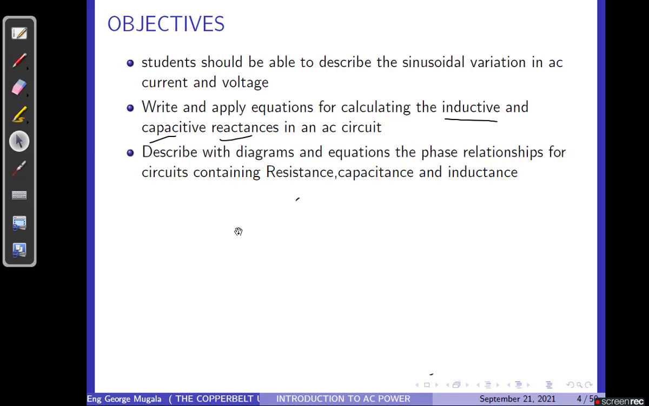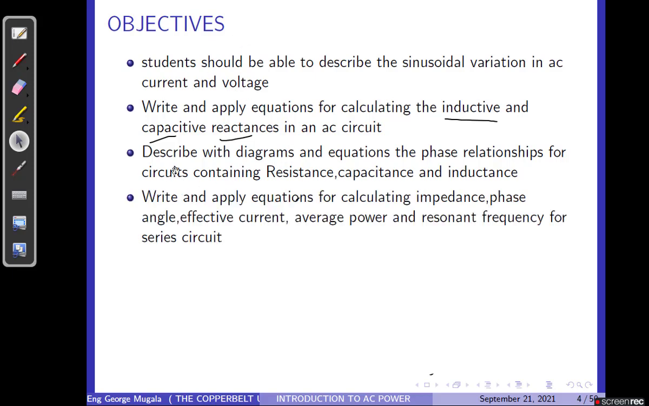You should also be able to describe with diagrams and equations the phase relationship for circuits containing reactance, capacitance, and inductors. In other words, you should be able to calculate things to do with resistance, but also capacitance and also inductors. You should describe the diagrams and the equations and also the phase relationships.